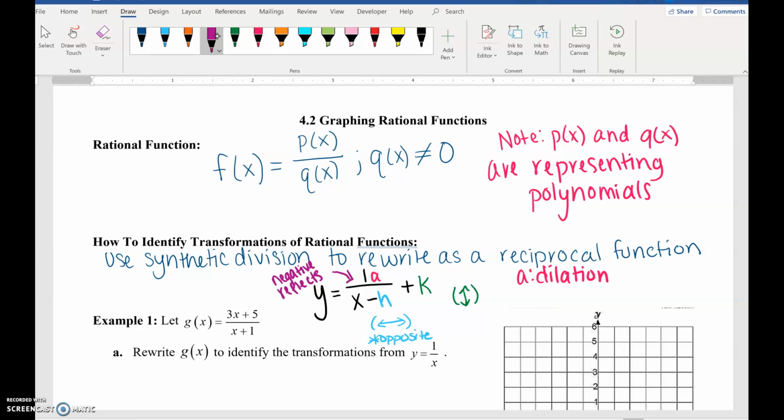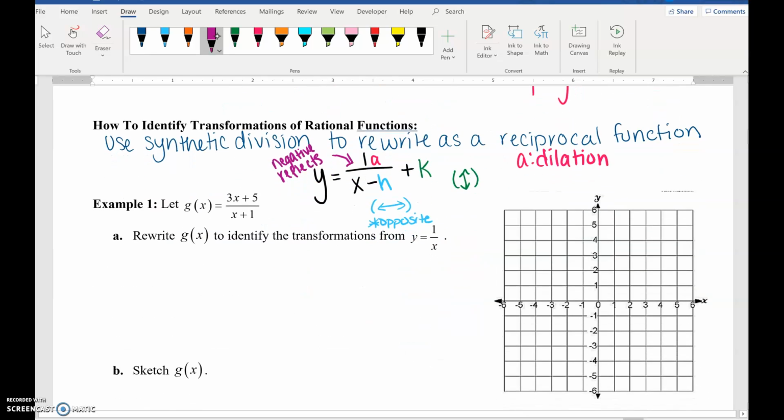Okay, so today our main goal is just going to be to identify all those. We're not necessarily going to graph it by hand. I recommend just for today to use desmos.com and use that graphing tool there. So let's jump into example 1. Let g of x equal 3x plus 5 divided by x plus 1.